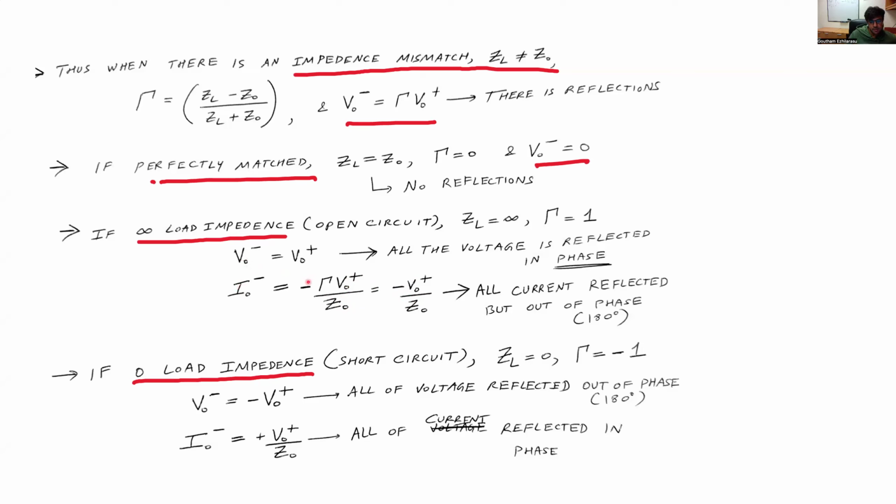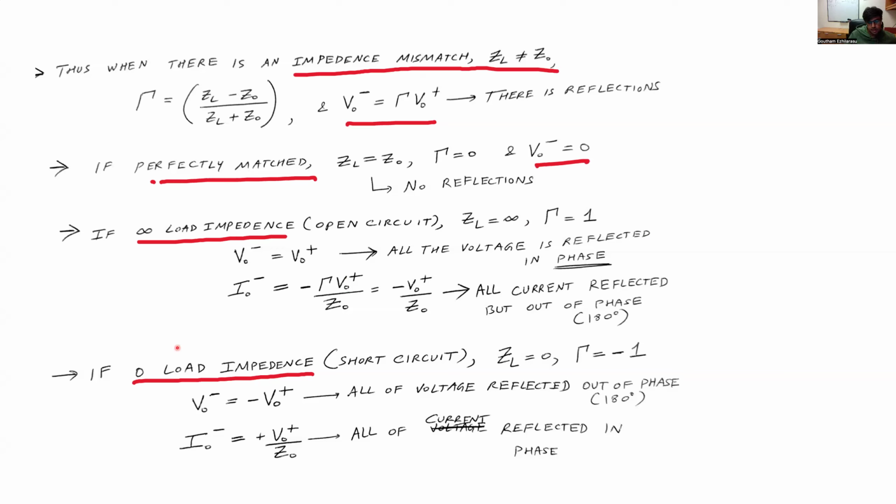But if you look at the current wave, you have a similar situation where there's some incident current wave, and almost all of the incident current wave is now reflected back. And this reflected back is also 180-degree out of phase.